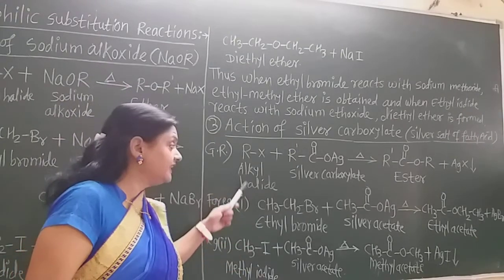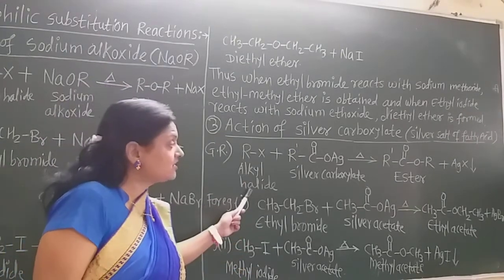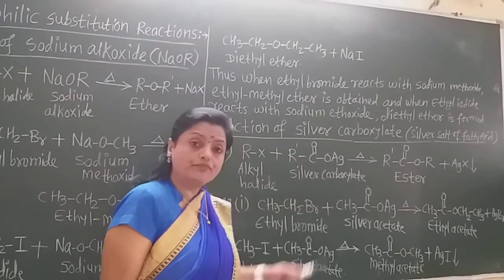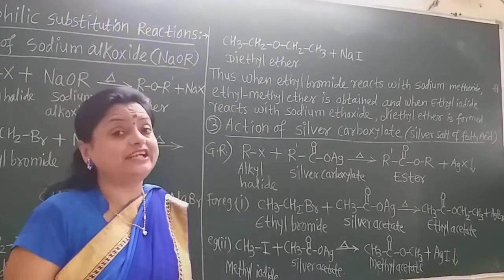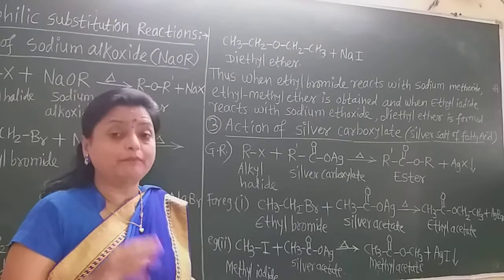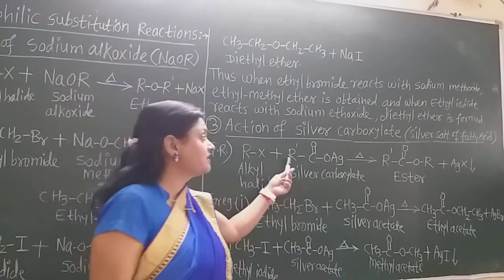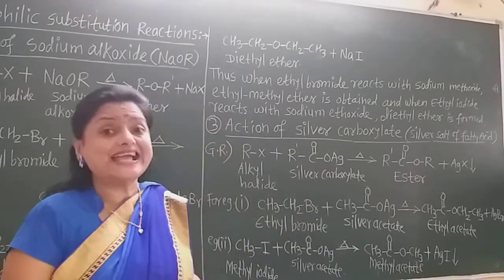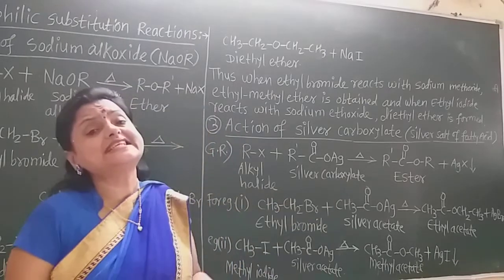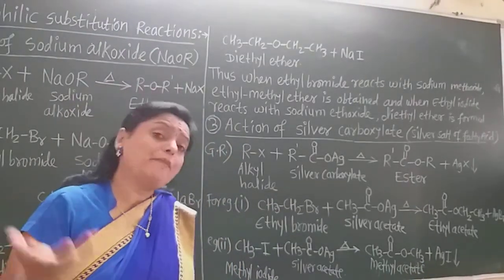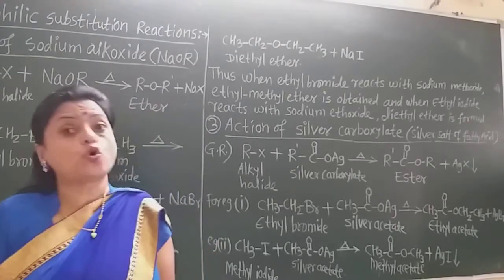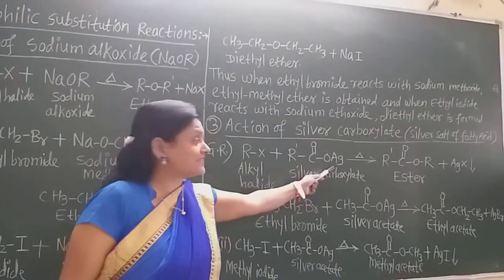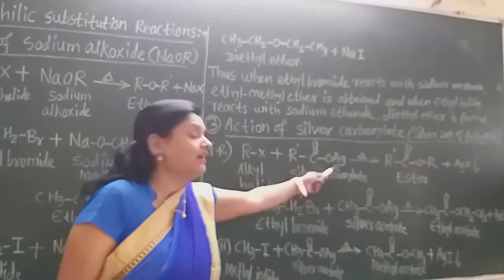When this alkyl halide, this is the general reaction, reacts with this silver carboxylate. This is the carboxylate group, RC double bond O, RCOO, obtained from the carboxylic acid by replacing the H. In place of hydrogen in the acid there is silver, so it is the silver salt of carboxylic acid or fatty acid. We know that carboxylic acids are also called fatty acids.